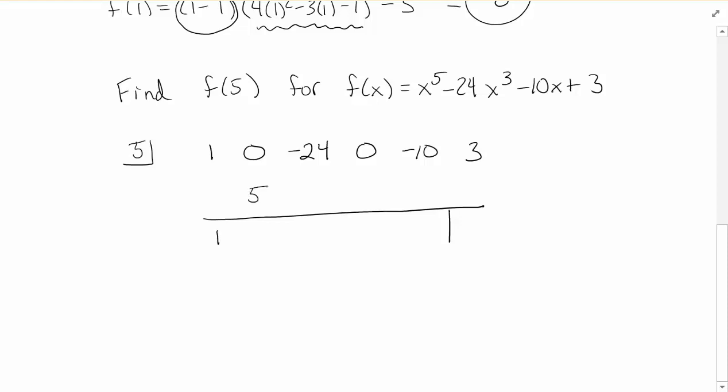1 times 5 is 5. 0 plus 5 is 5. 5 times 5 is 25. Negative 24 plus 25 is 1. 1 times 5 is 5. 0 plus 5 is 5. 5 times 5 is 25. Negative 10 plus 25 is 15.